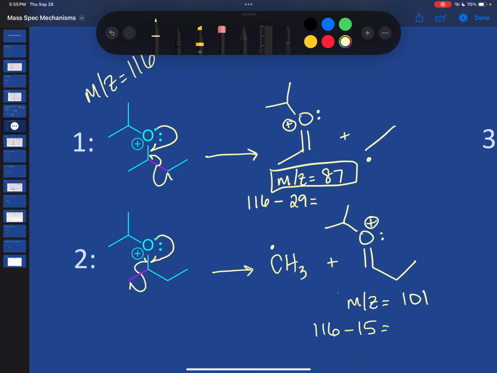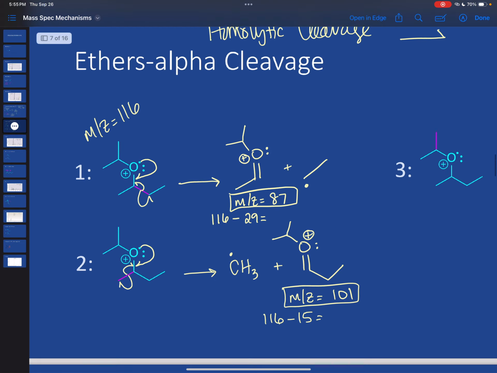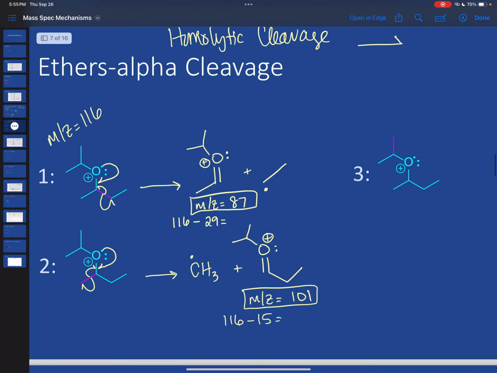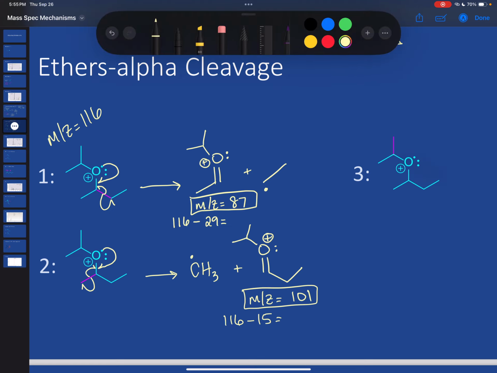So that is now my second alpha cleavage I would look for. And then I have 1 more fragmentation that I can do. So here, I'm now looking at this other alpha position. I've done all the alpha cleavages I possibly can for that lower one, so we are done with that.